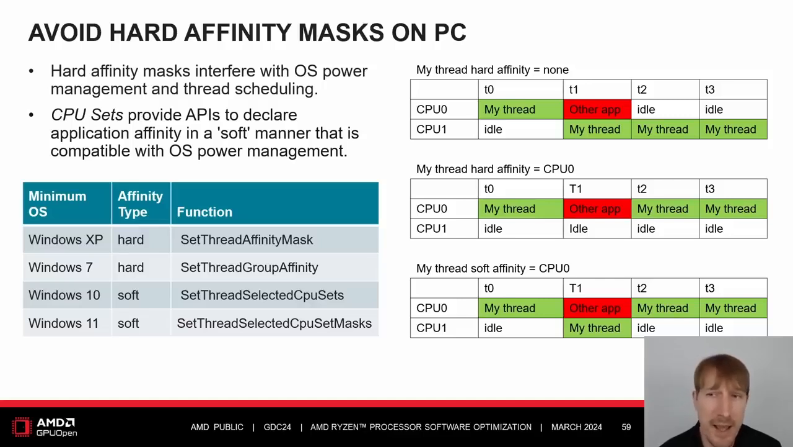APIs using hard affinity masks include the Windows XP function, SetThreadAffinityMask, and the Windows 7 function, SetThreadGroupAffinity. However, CPU sets provide APIs to declare application affinity in a soft manner that is compatible with OS power management. APIs using soft affinity CPU sets include the Windows 10 function, SetThreadSelectedCPUSets, and the Windows 11 function, SetThreadSelectedCPUSetMasks. Avoiding hard affinity masks on PC may improve performance and hours of battery life while gaming.